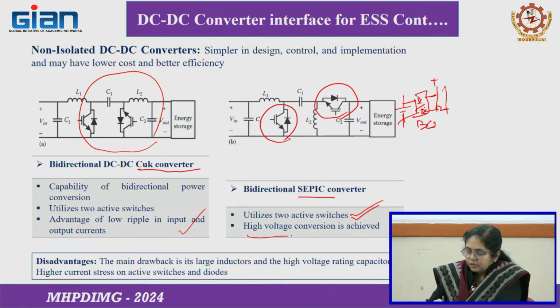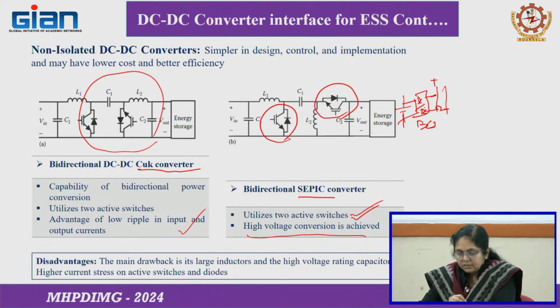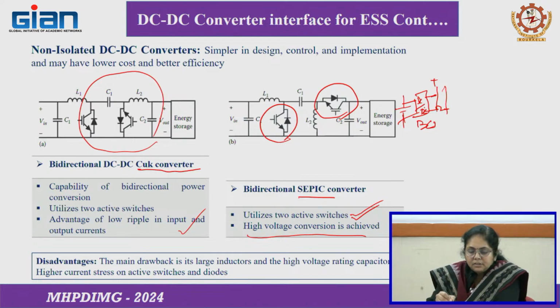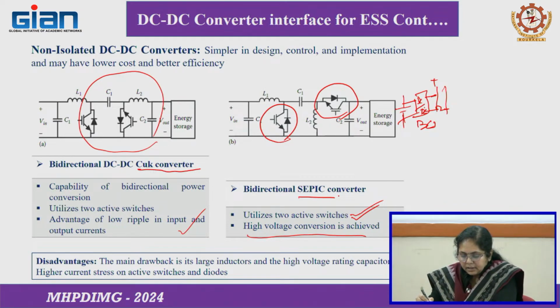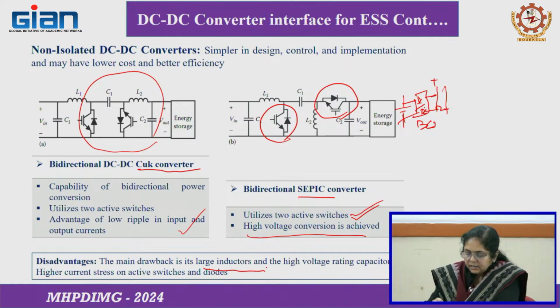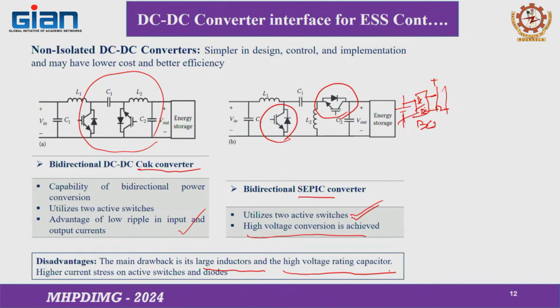So, it also gives a high voltage conversion ratio. This is the advantage, whereas the main drawback of the Cuk converter and the SEPIC converter is that they need a large inductor and high voltage rating capacitors, as they give a higher voltage conversion ratio. There is also higher current stress on the active switches as well as on the diodes. These are the two topologies which are used, but they have these disadvantages.